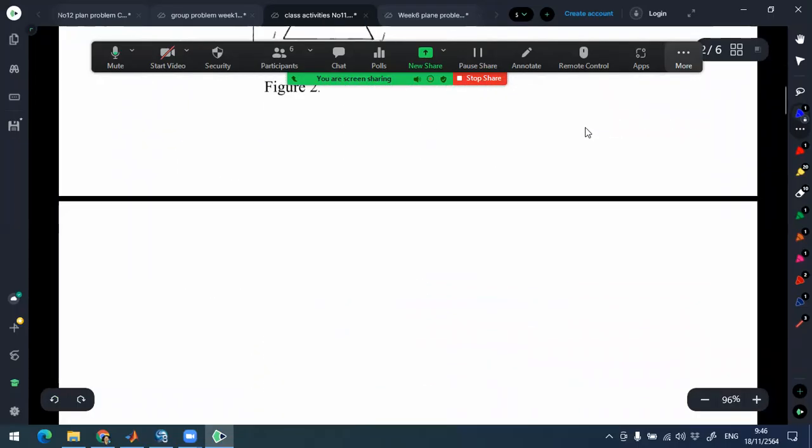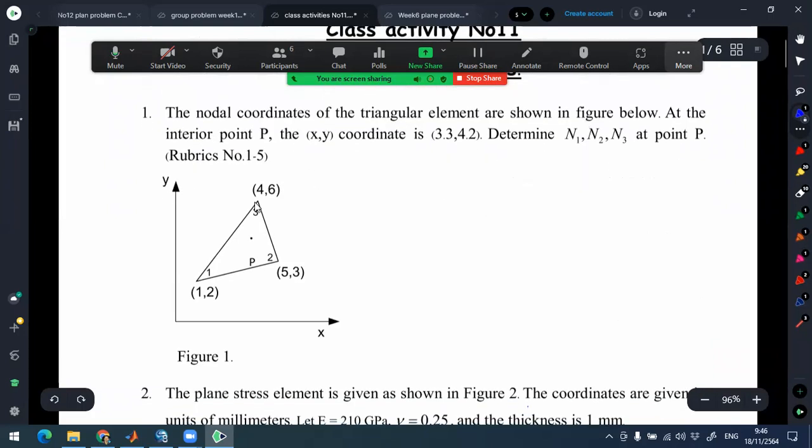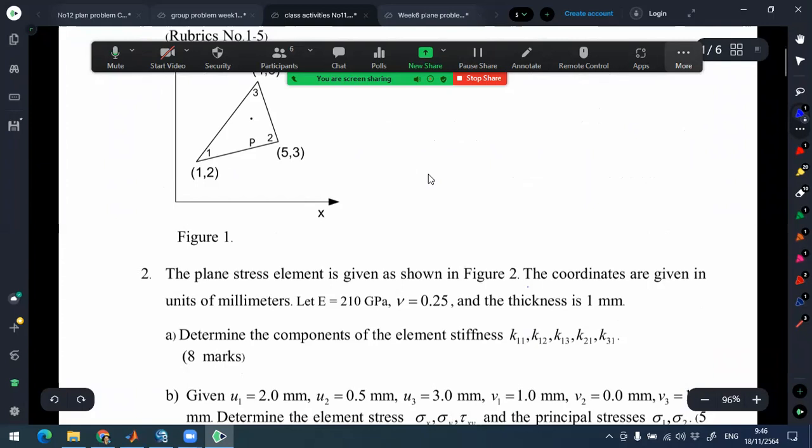Okay, let's consider the first problem. The first problem is like this. We have the coordinates already, right? So then we determine the shape function.